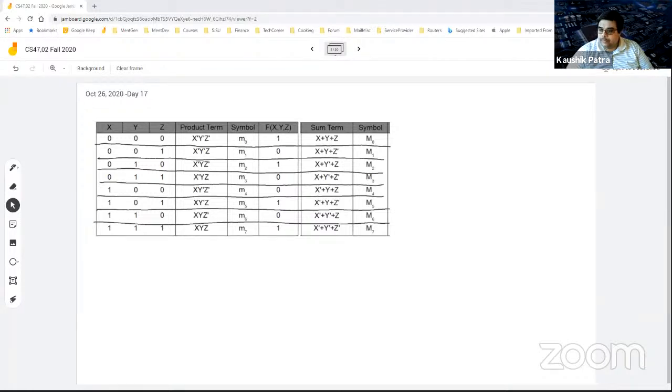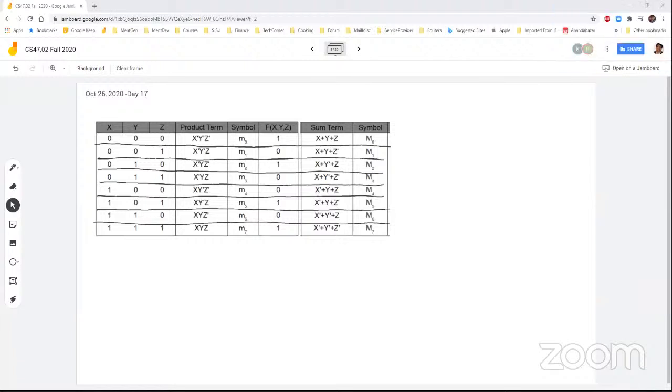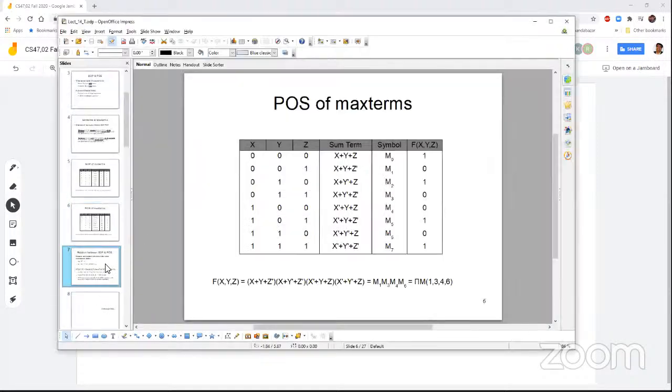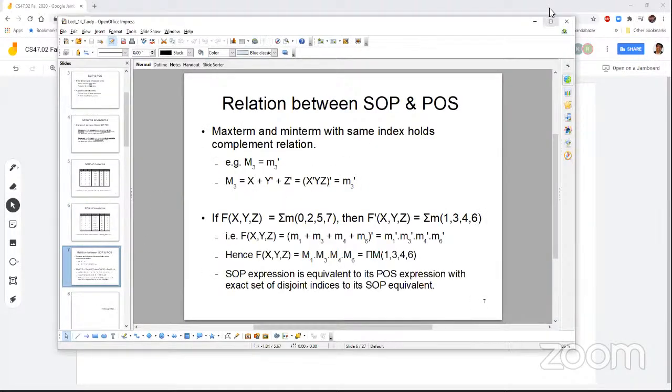All right, now the very first one, let's look at this example and this POS SOP relation and all this complement, inverse, etc. discussion. This is mainly talking about those slides. I think you guys are looking for this one, the relationship between SOP and POS. Let me try to explain that.